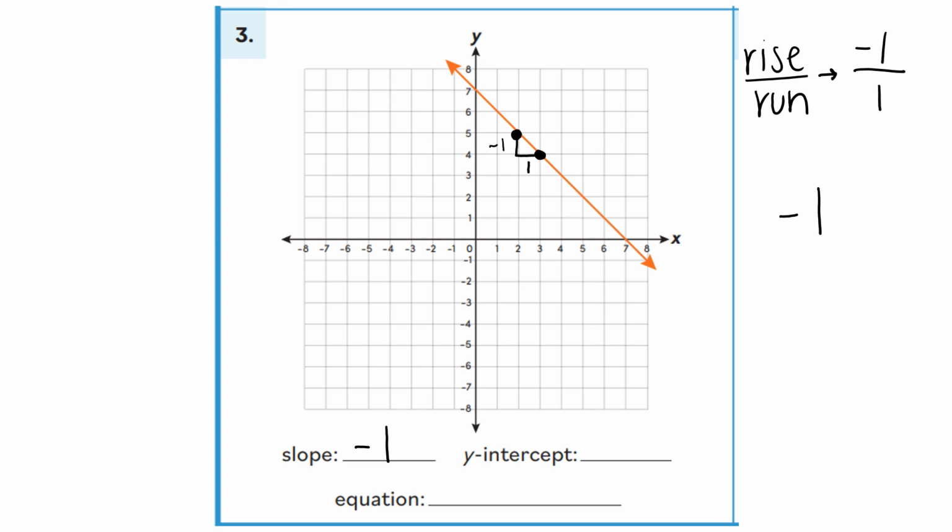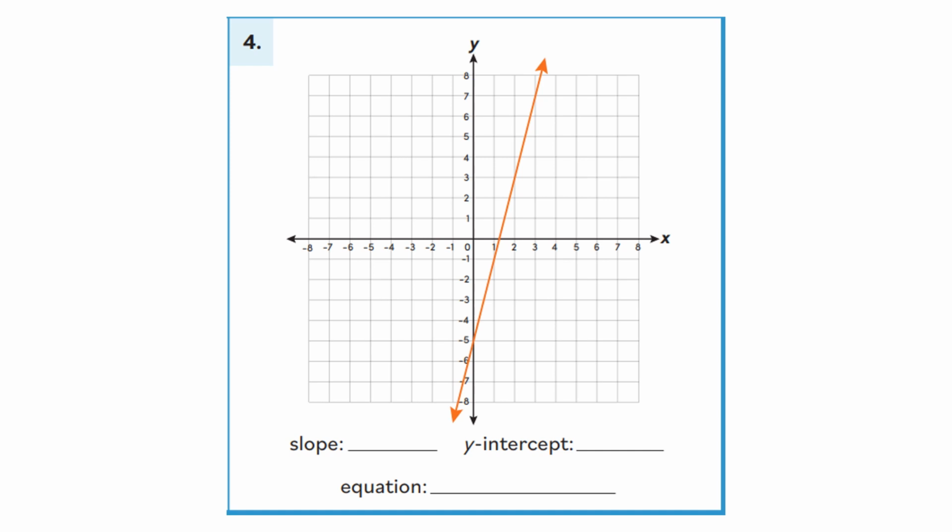The y-intercept is where the line crosses the y-axis, which would be at 7. So our y-intercept is 7. We put the two numbers together in the equation y equals mx plus b to make y equals -1x + 7. Our last example, again, we're going to always pick two points that we can read clearly.